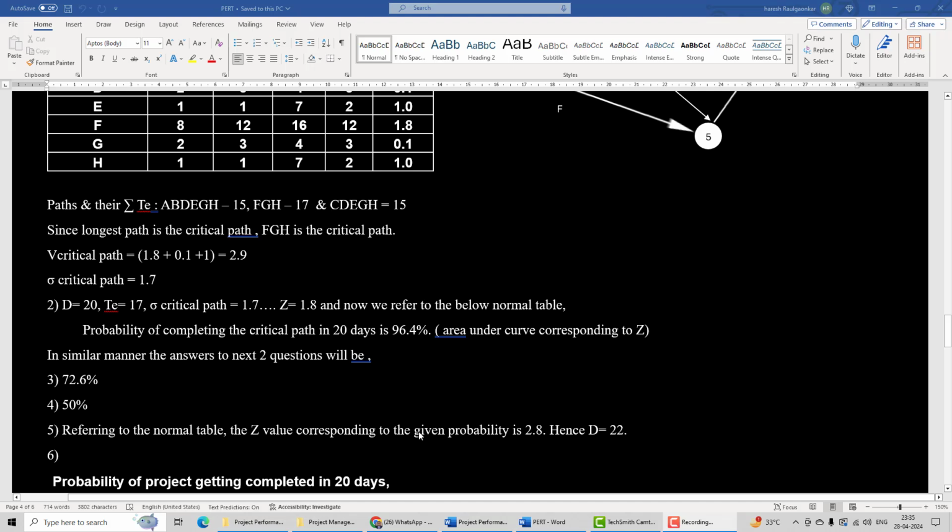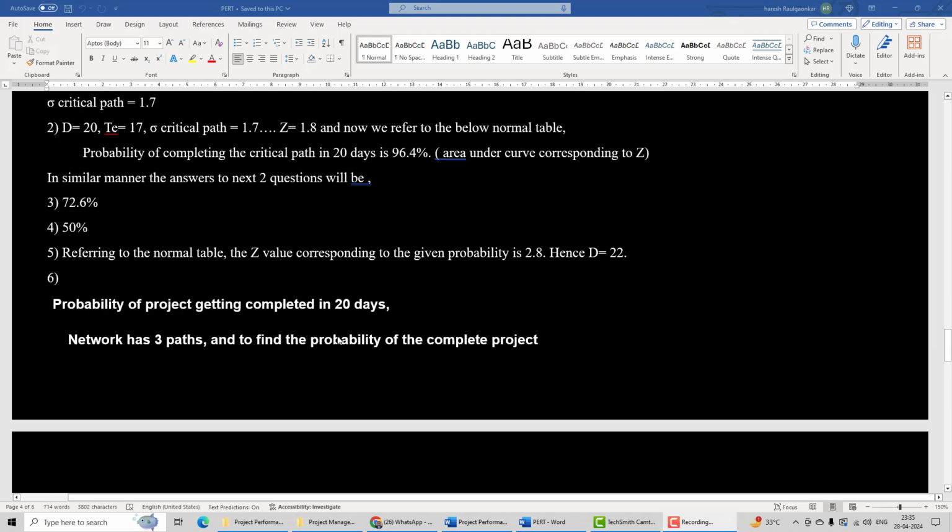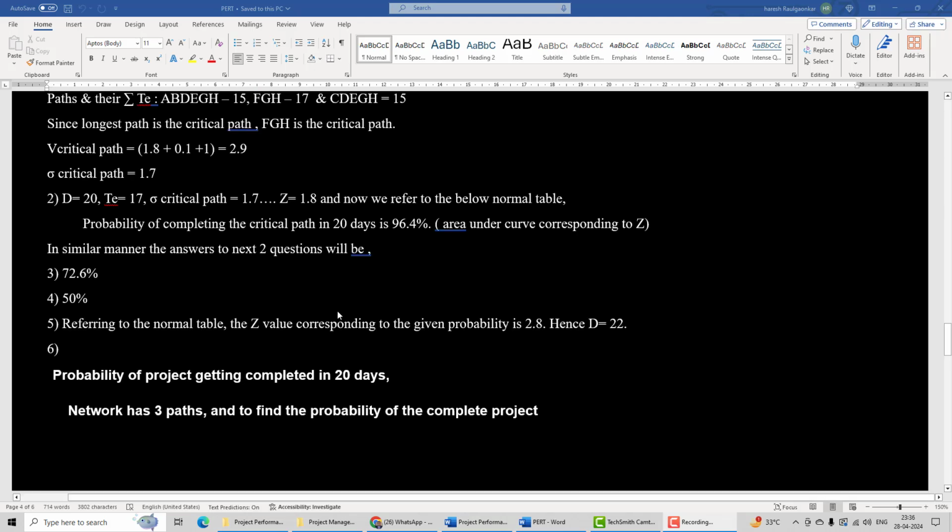Now for the fifth question, the probability is given, so refer to the table and find the Z value, which comes around 2.8. Again use the formula, but now Z is given and you need to find D. So first multiply Z by sigma, then add TE, and you will get the D value, which comes to 22 days or 22 weeks. Now the sixth question is about the probability of entire project completion in 20 days.